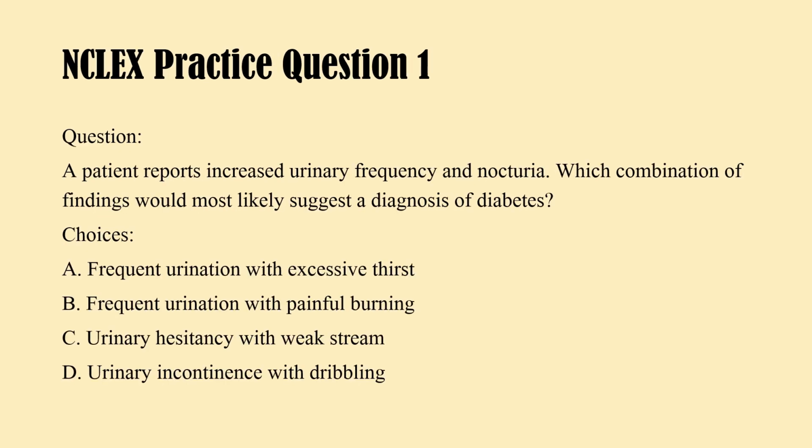Consider a practice question. A patient reports increased urinary frequency and nocturia. Which combination of findings would most likely suggest a diagnosis of diabetes? A. Frequent urination with excessive thirst. B. Frequent urination with painful burning. C. Urinary hesitancy with weak stream. D. Urinary incontinence with dribbling.